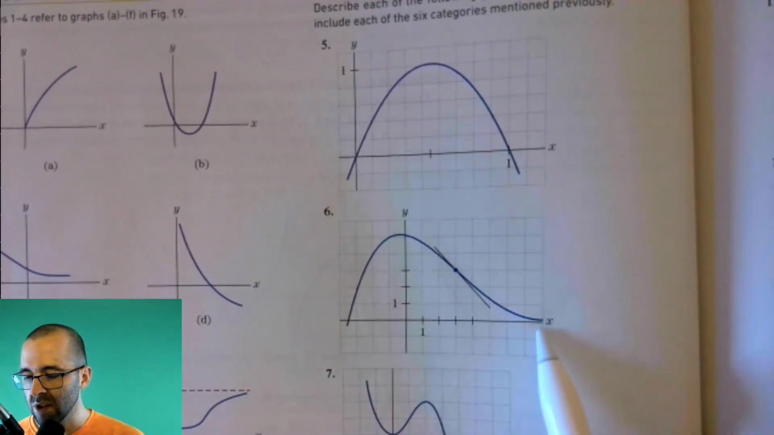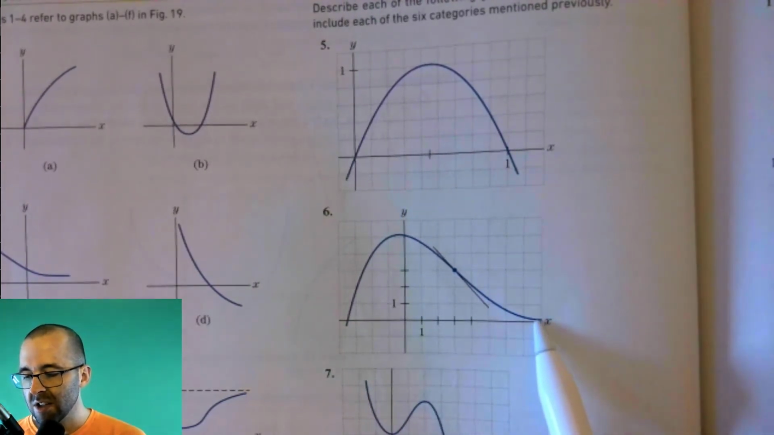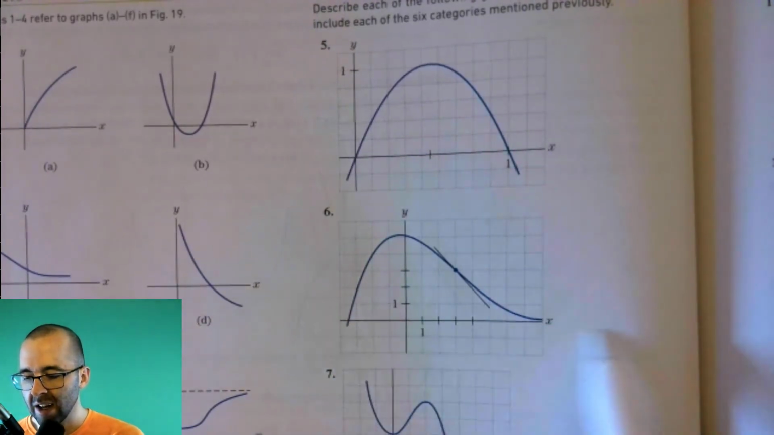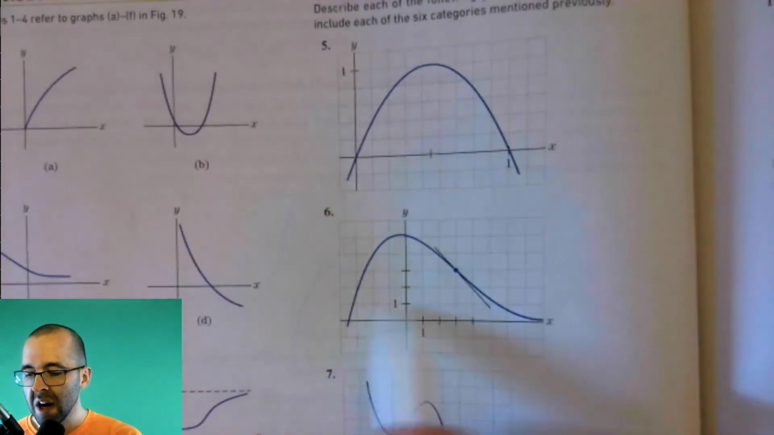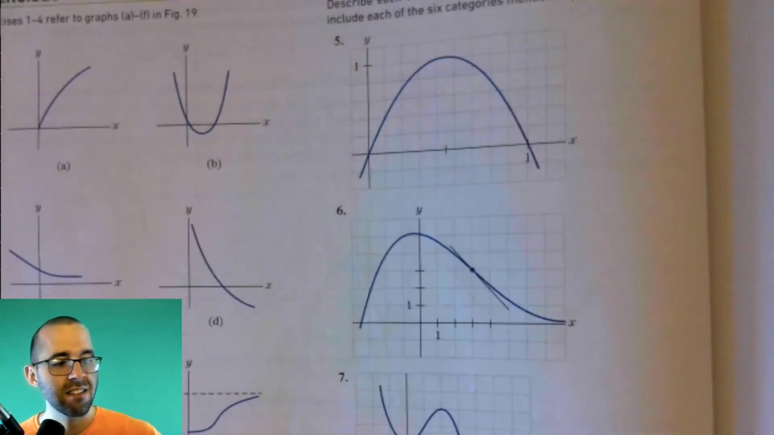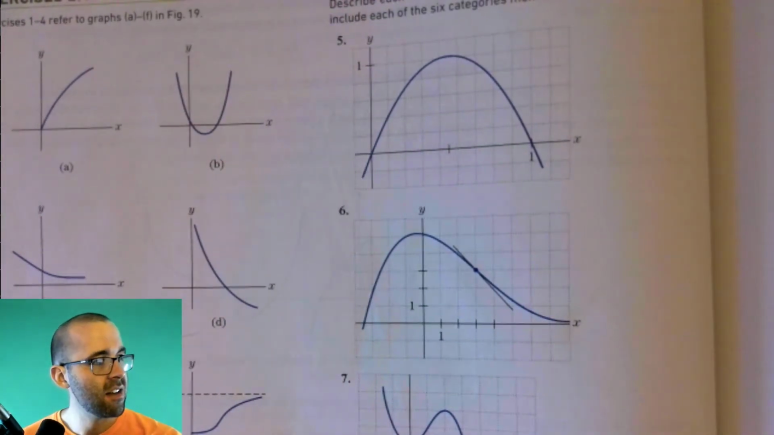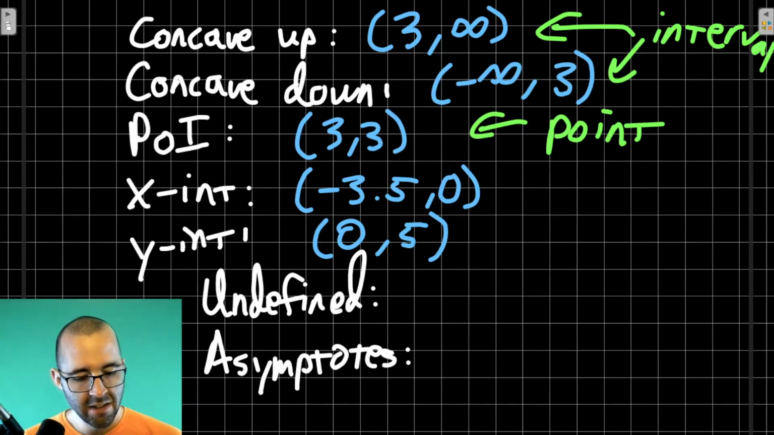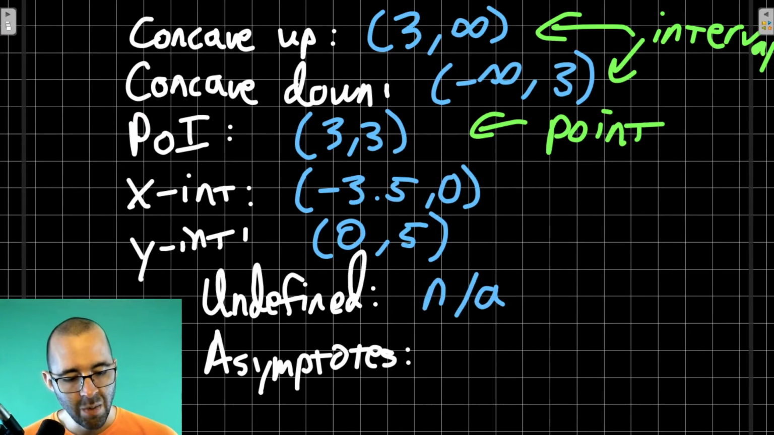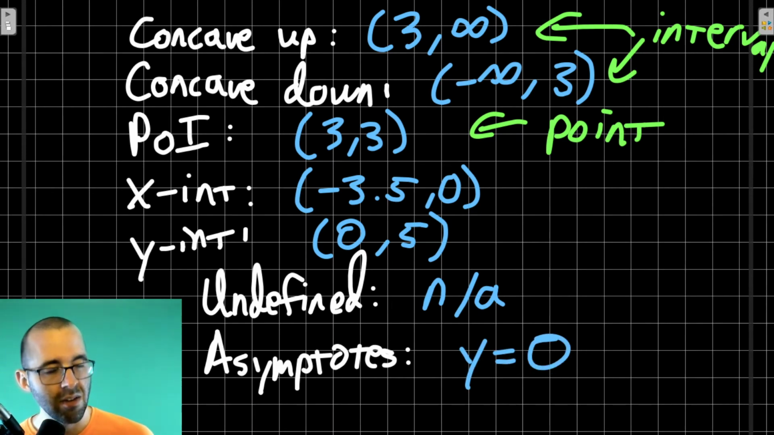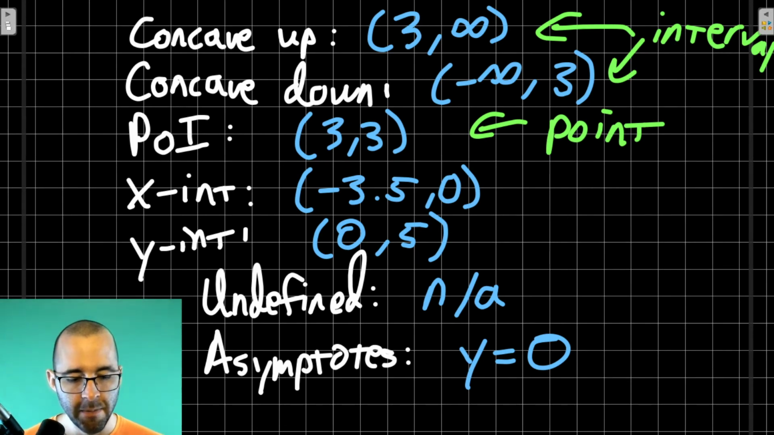Defined everywhere. Nice. But there is a horizontal asymptote over here. It looks like it gets really close to the x-axis, but it never touches it. So we do have a horizontal asymptote right here. This is the line y equals 0. This is the x-axis. We'll fill that in. So undefined, well, not applicable. It's defined everywhere. We have a horizontal asymptote at y equals 0. All right, and that's how to approach these problems.